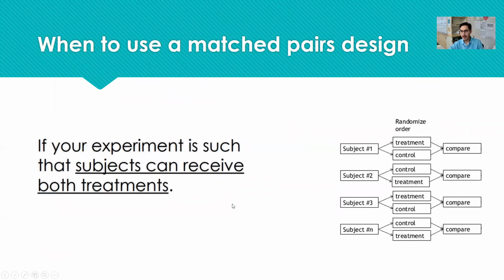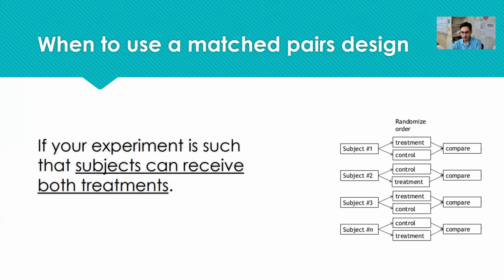Another way that you can carry out a match pairs design is if your experiment is one where the subjects can actually receive both treatments. And the way this would happen is you'd have to obviously run the experiment over two different time periods, right? During the first time period, subjects receive one treatment, and during the second time period, they receive the other treatment. And then the order that they receive them is different.